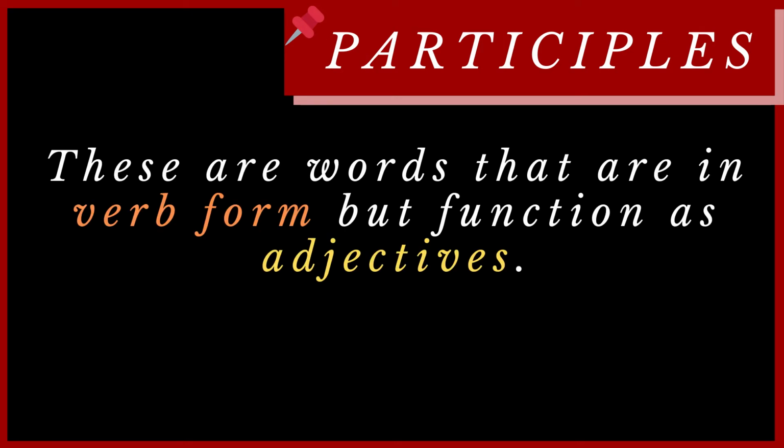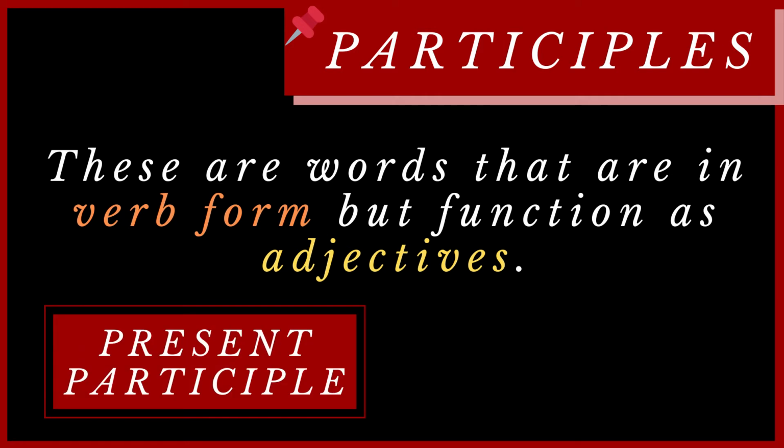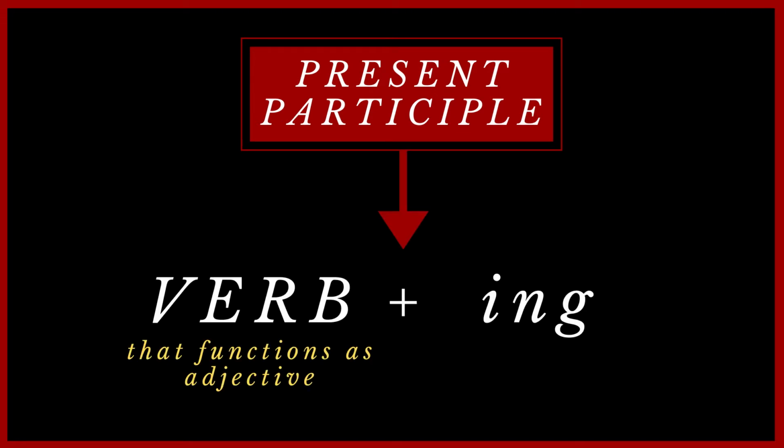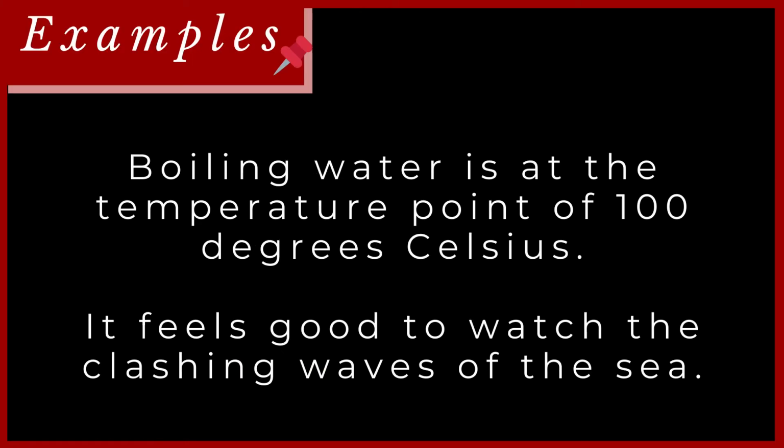These are words that are in verb form but function as adjectives. There are 2 kinds of participles: present participle and past participle. How are they different from each other? Here is the answer. The first kind of participles is called present participle. It is a verb that ends in ing. Notice these examples. Boiling water is at the temperature point of 100 degrees Celsius. It feels good to watch the clashing waves of the sea.